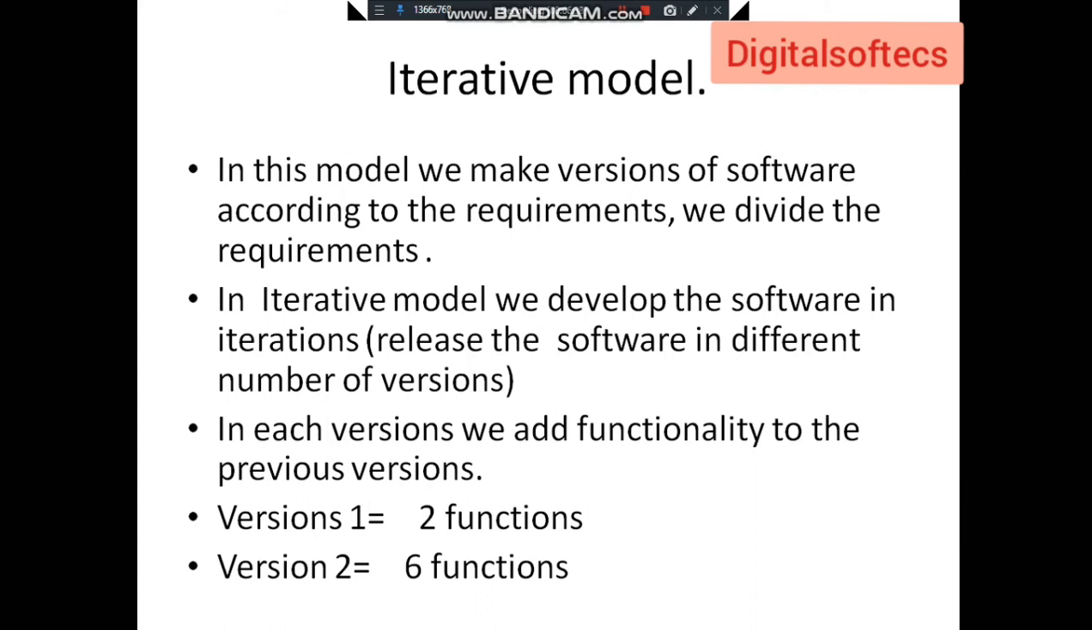In this model, we make a version of software according to the requirements. We divide the requirements. In the iterative model, we develop software in iterations, and release the software in different numbers of versions. In each version, we add functionality to the previous version. For example, version number 1 contained 2 functions. Now, we increase the functionality in version number 2, which has 6 functions.